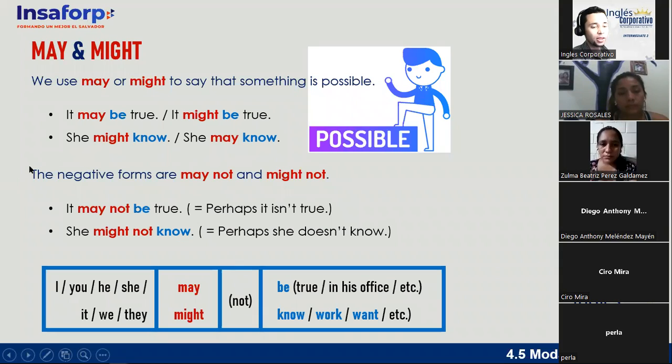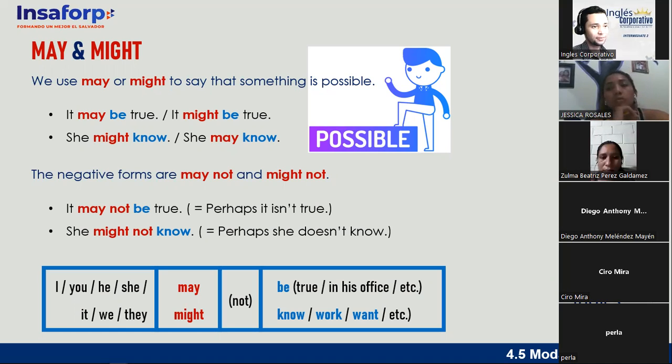Now, what about this? The negative forms are may not and might not. Yesterday, if you remember, I mentioned two rules for modal auxiliaries. May and might are modal auxiliaries. What other modal auxiliaries are there? If you remember, I gave you a little list. Who remembers?